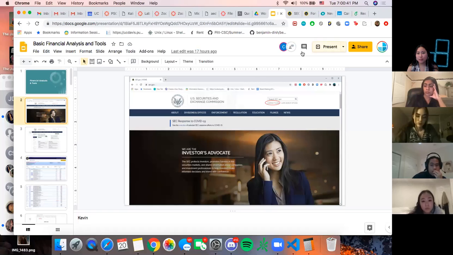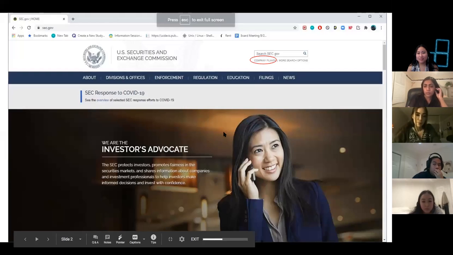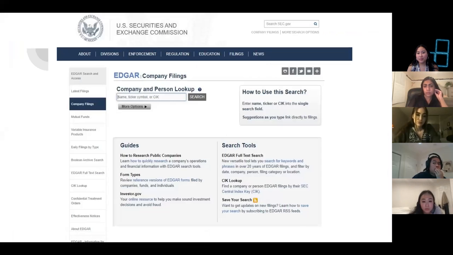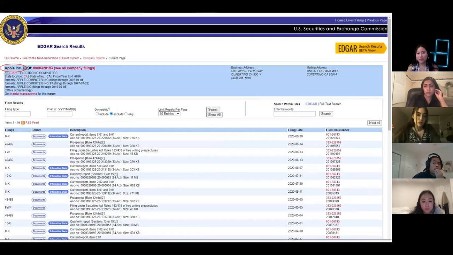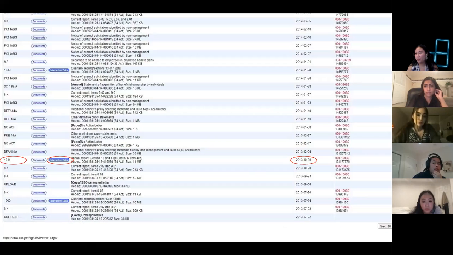So we're going to go back to the presentation now. In case you didn't follow along, you go to company filings, look up the ticker, Apple, and you'll find it here, right? Then you can look for its 10K. The UI here is a little different than what we showed earlier. I guess they must have updated it in the last week or two since we made these slides, but you'll want to look for the 10K.